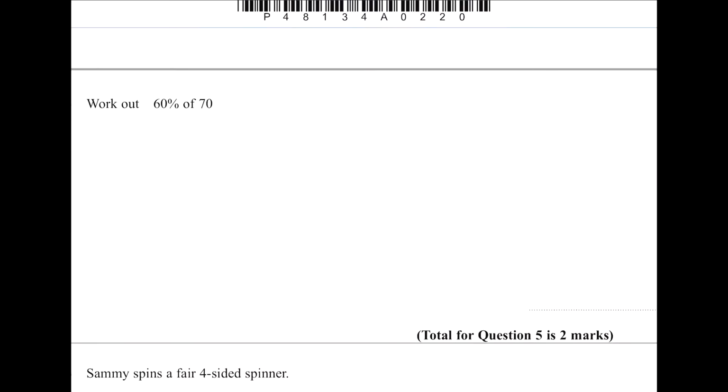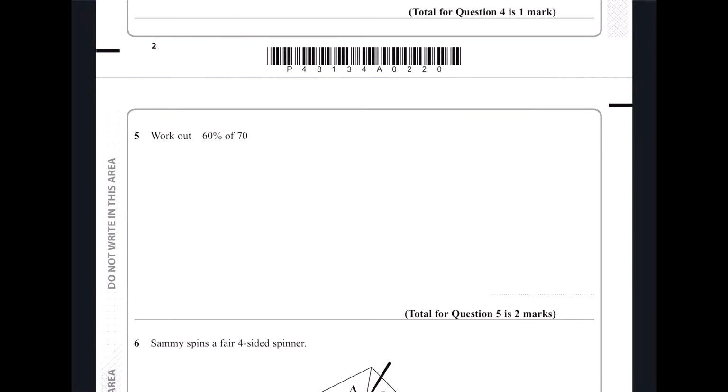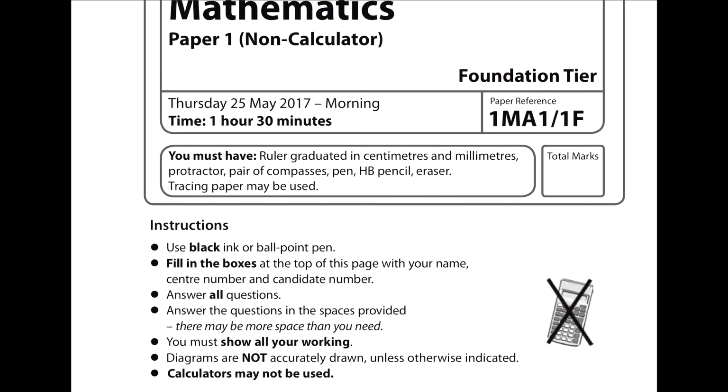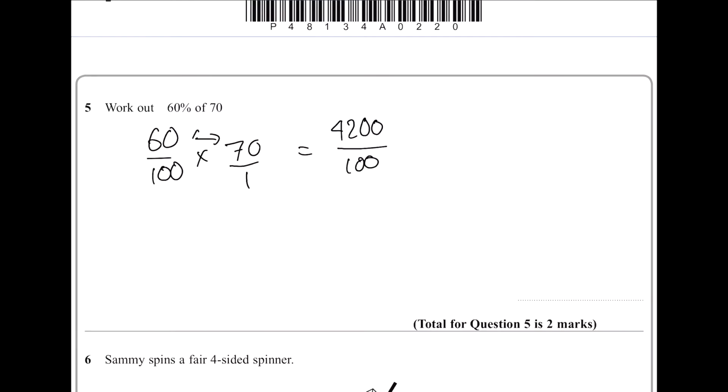Okay. Next one, 60% of 70. Again, these questions I think are all non-calculator. Let me just double check. Yeah, non-calculator. So you will have to have these skills. So 60% can be written as a fraction as 60 over 100. Then timesing that by 70 should give us our answer. 6 times 7 is 42, and then adding the 2 zeros on. And then on the bottom we have 100. Multiplying horizontally, and if we do this, we can cancel off some zeros, so we get 42 over 1, which is 42.